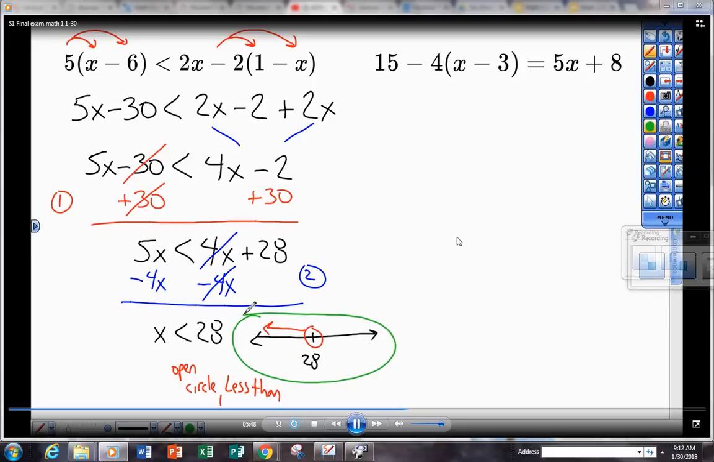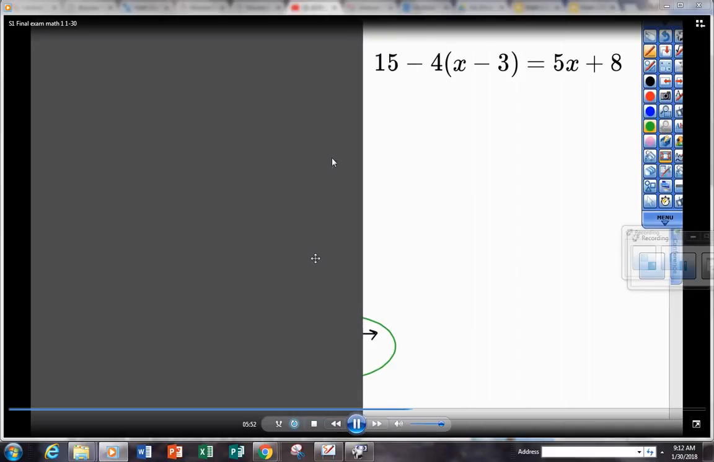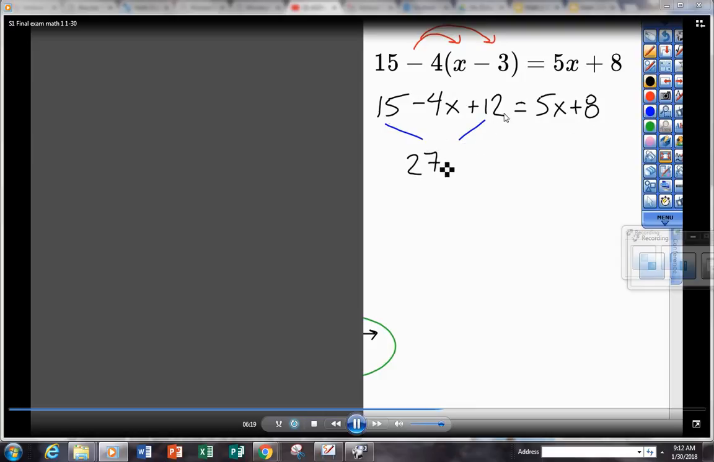All right, for the next problem, I'm going to show a little blinder so you're not overwhelmed here. But I'm going to distribute. Either do it twice or once. Sometimes you got to do it twice in a problem, sometimes once. After you distribute, combine like terms. So when I distribute, negative 4x plus 12. Be careful there. Negative 4 times negative 3 is plus 12. Be careful. That's where the mistake is made. Combine your like terms. Nothing on the right, but on the left side I combine the two plain numbers. 15 plus 12 gives me 27. Bring down the negative 4x equals 5x plus 8.